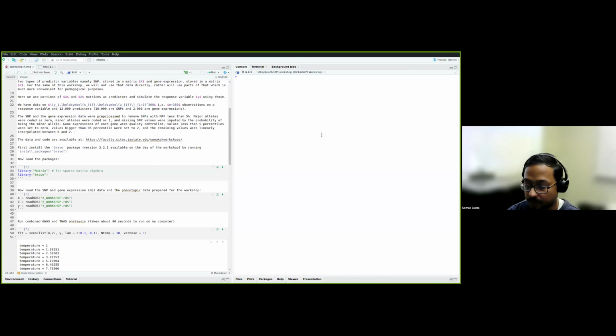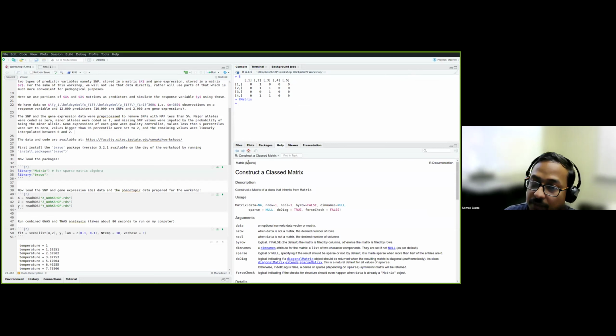So here, let's say I have this matrix, just a toy example. I have this matrix S, which is a toy numerical genotype matrix, 4 by 5. So it should be 4 genotypes with 5 SNPs. Now there is a function called Matrix with uppercase M inside the package Matrix with uppercase M, and this is a way to basically convert a matrix into a sparse matrix.